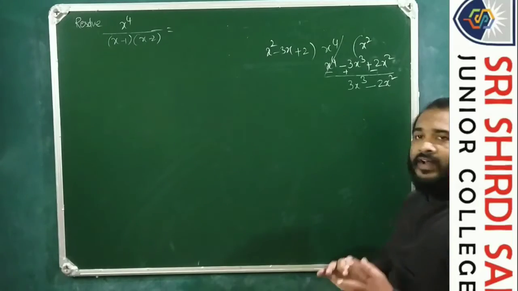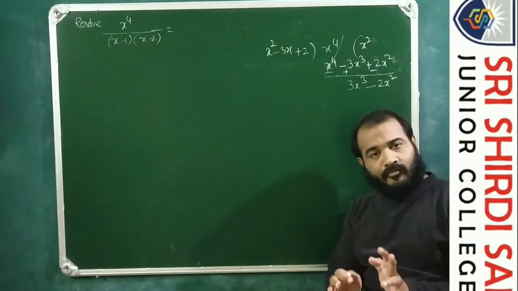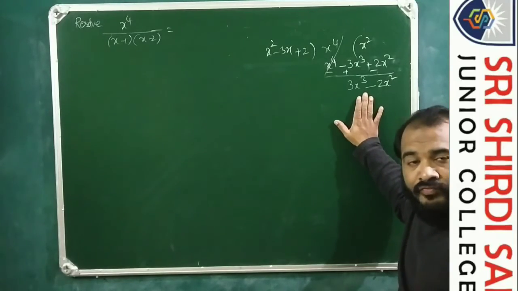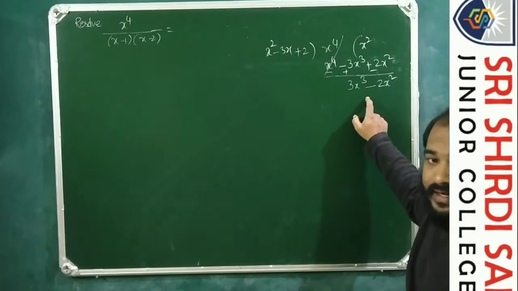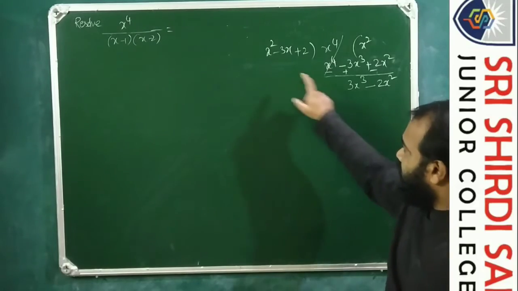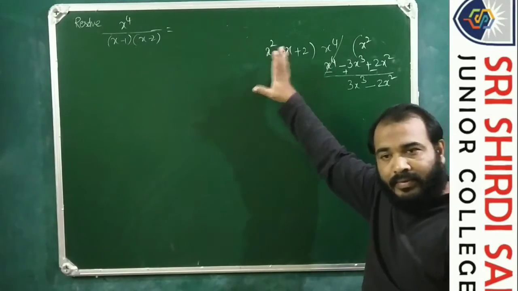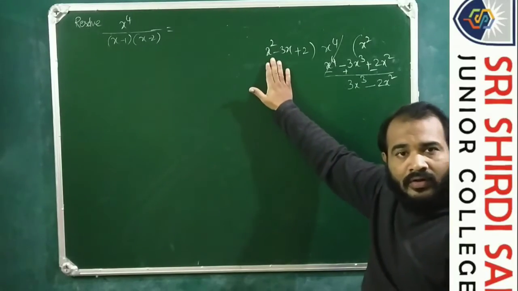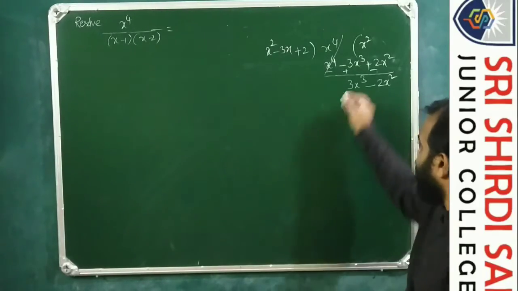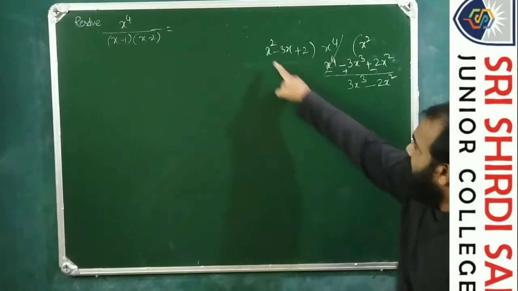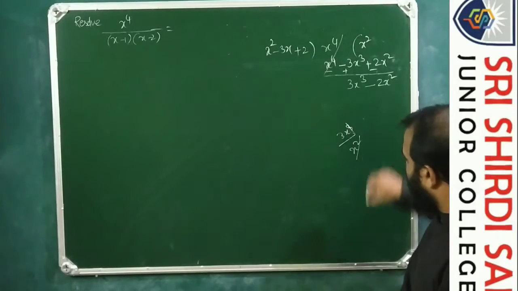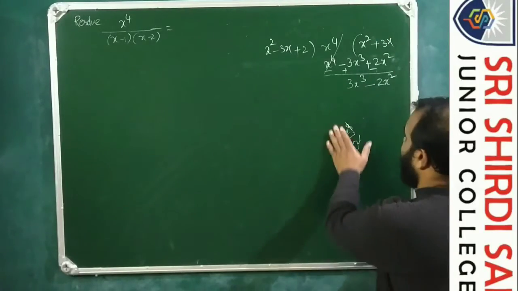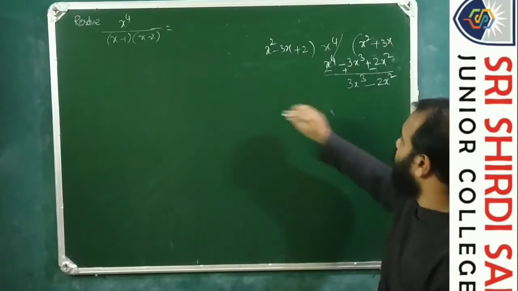So is further division possible or not? Of course it is possible, because we will stop this process when the degree of the remainder is less than the degree of the divisor. But here this degree is higher compared to the degree of the divisor. So further, 3x cube by x square, cancel once, so 3x. With 3x we need to multiply. 3x into x square, 3x cube.